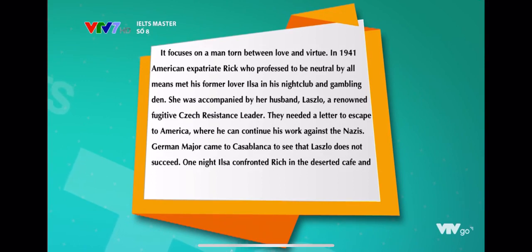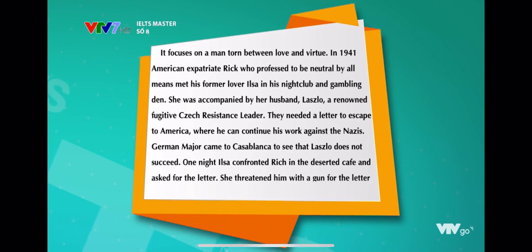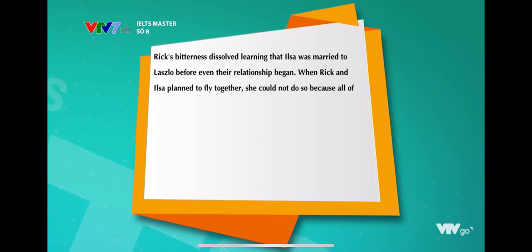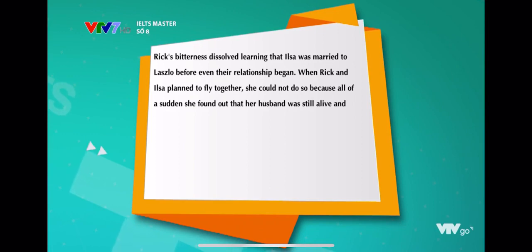One night, Ilsa confronted Rick in the deserted cafe and asked for the letter. She threatened him with the gun for the letter and later on confessed that she still loved him. Rick's bitterness dissolved, learning that Ilsa was married to Laszlo before even their relationship began. When Rick and Ilsa planned to fly together, she could not do so because all of a sudden she found out that her husband was still alive and needed her badly to recover.